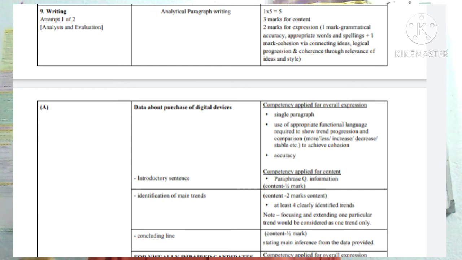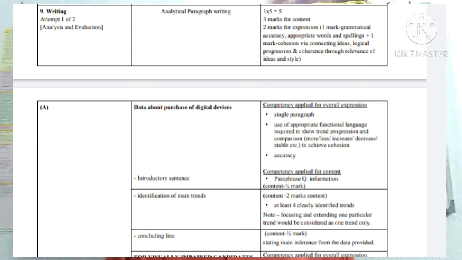Like the introductory sentence, which will be just a paraphrase of the question information, right? What does it mean? It means expressing the same sense in different words. You have to just describe what the question is trying to suggest. That becomes our opening sentence of the paragraph, and it will give us half a marks, right?